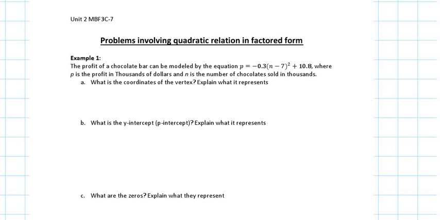The profit of a chocolate bar can be modeled by the equation P equals negative 0.3 (n minus 7) squared plus 10.8, where P is the profit in thousands of dollars and n is the number of chocolates sold in thousands. What are the coordinates of the vertex? And explain what it represents. So first of all, what format is this in? Vertex form.